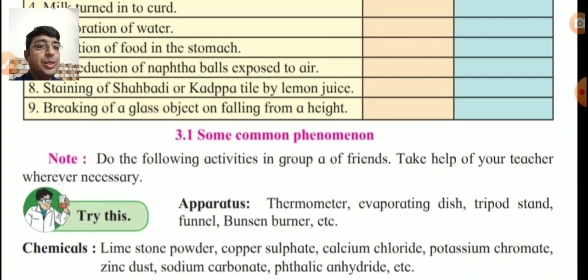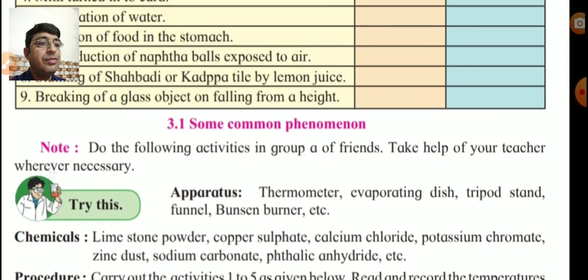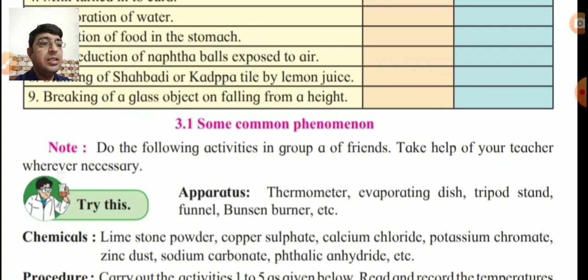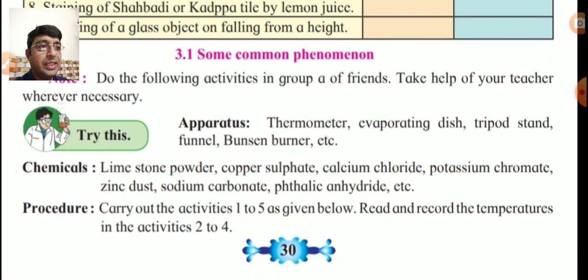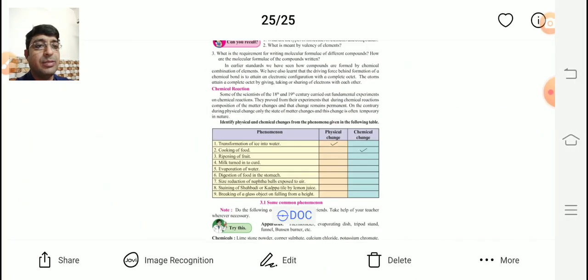Now a note is given: do the following activity in a group of friends. Take help of your teacher wherever necessary. Now see the apparatus: thermometer, evaporating dish, tripod stand, funnel, Bunsen burner, etc. Chemicals given: limestone powder, copper sulfate, calcium chloride, potassium chromate, zinc dust, sodium carbonate, phthalic anhydride, etc. Now procedure: carry out the activities 1 to 5 as given below. Read and record the temperatures in the activities 2 to 4. Now see the next page.